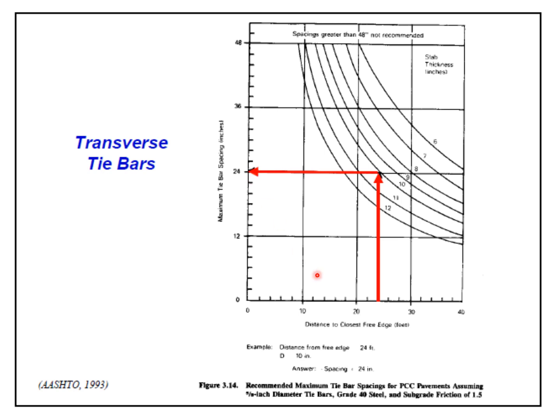So as you can see in this case, the diameter of the tie bar is more than the previous example which was on the last slide. So you can see that here the spacing has been increased. Again the same note is written at the top that the spacing greater than 48 inches not recommended.